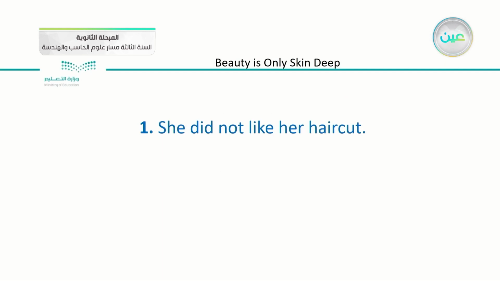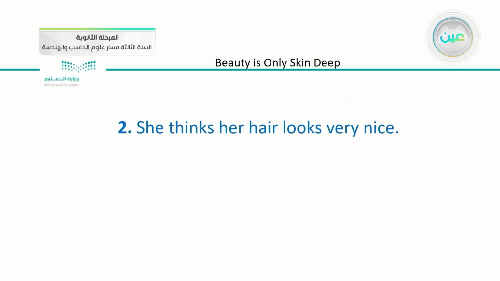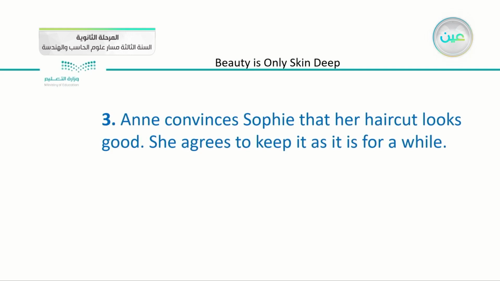She didn't like her haircut. She said that she has just had the worst haircut ever. Number 2, how did Anne respond? She thinks her hair looks very nice. Number 3, how did Sophie's attitude change by the end of the conversation and why? Anne convinces Sophie that her haircut looks good. She agrees to keep it as it is for a while.